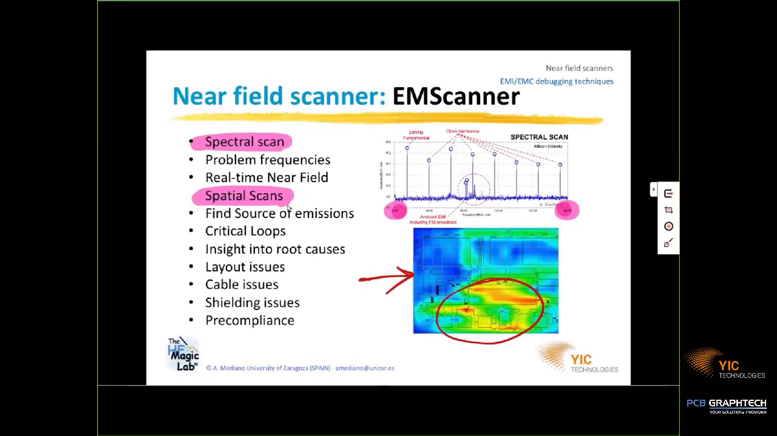Then the main advantages of this kind of analysis are that you are able to identify, for example, critical loops, you can find the source of emissions, or you can understand why the product is failing. This is very important to avoid the trial and error process that many times we use when debugging an EMI problem. We can learn for the future, and you can do this, for example, for layouts in PCBs, cables, and shieldings. This is a very useful tool, and I like it a lot, especially when I am teaching, because when you can see things, it's easier to understand.